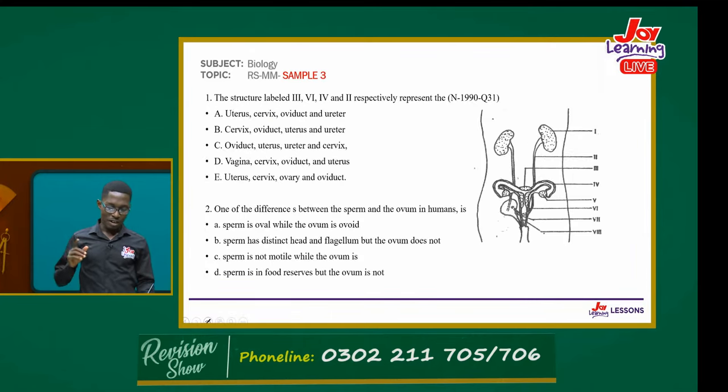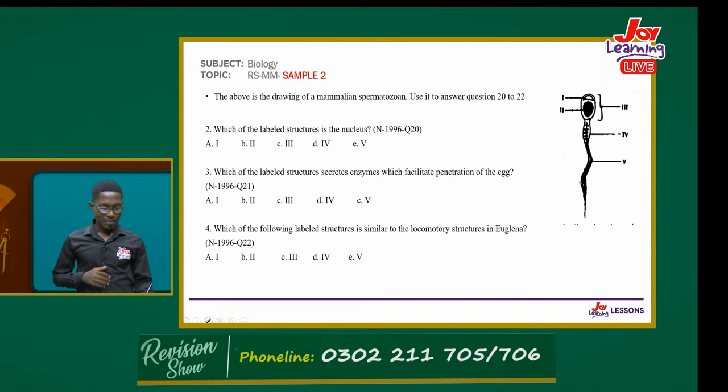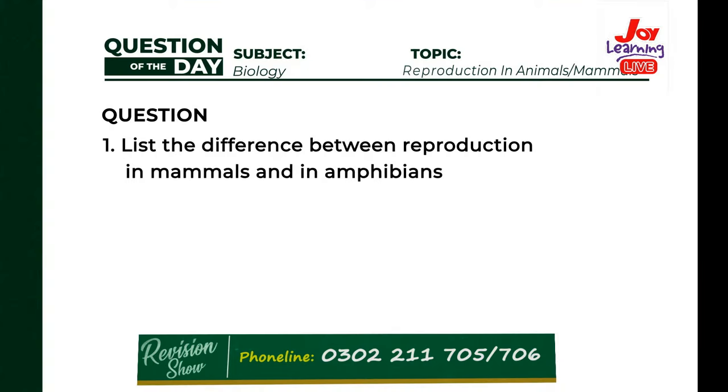Meanwhile, I'm waiting for the question of the day. We said, list differences between amphibian and mammal reproduction. If you get the gist, you know. Mammals are what? Amphibians are what type of reproduction?